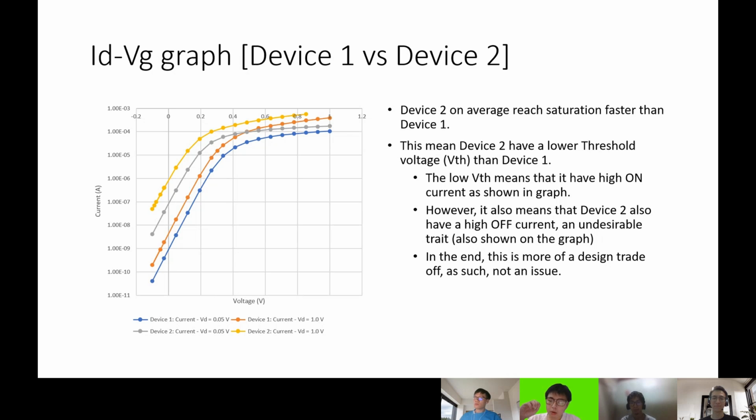What this means is that device 2 turns on faster than device 1. So is that a good thing? Not exactly. This means that device 2 has a higher off current. This is not a very good trait to have for a MOSFET. So in this case, device 2 has a lower threshold voltage but higher off current, and device 1 has the opposite. It's just a design trade-off.